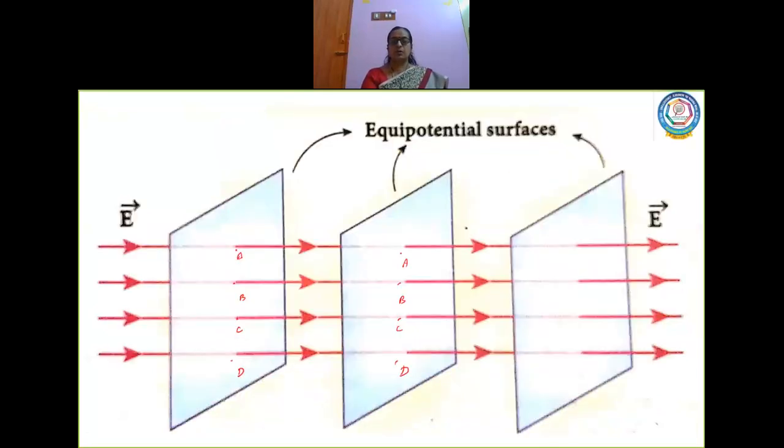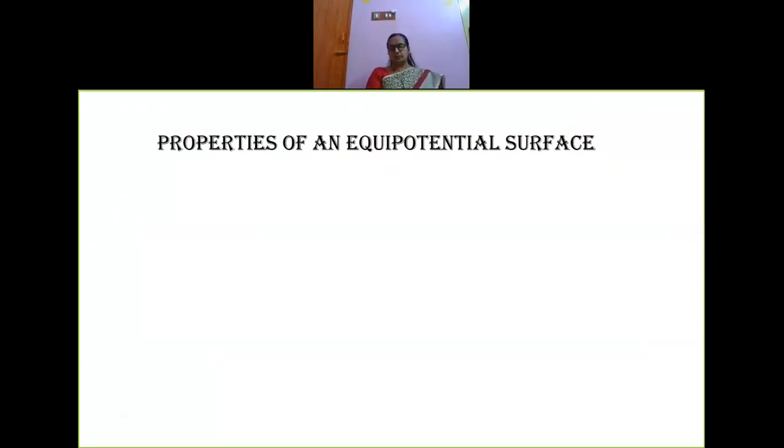Hope you understood what an equipotential surface is. I repeat the definition again. An equipotential surface is a surface in which all the points are at the same potential. Is it clear? Now, let us move on to the important properties of an equipotential surface. So, I am going to discuss the first property of an equipotential surface.